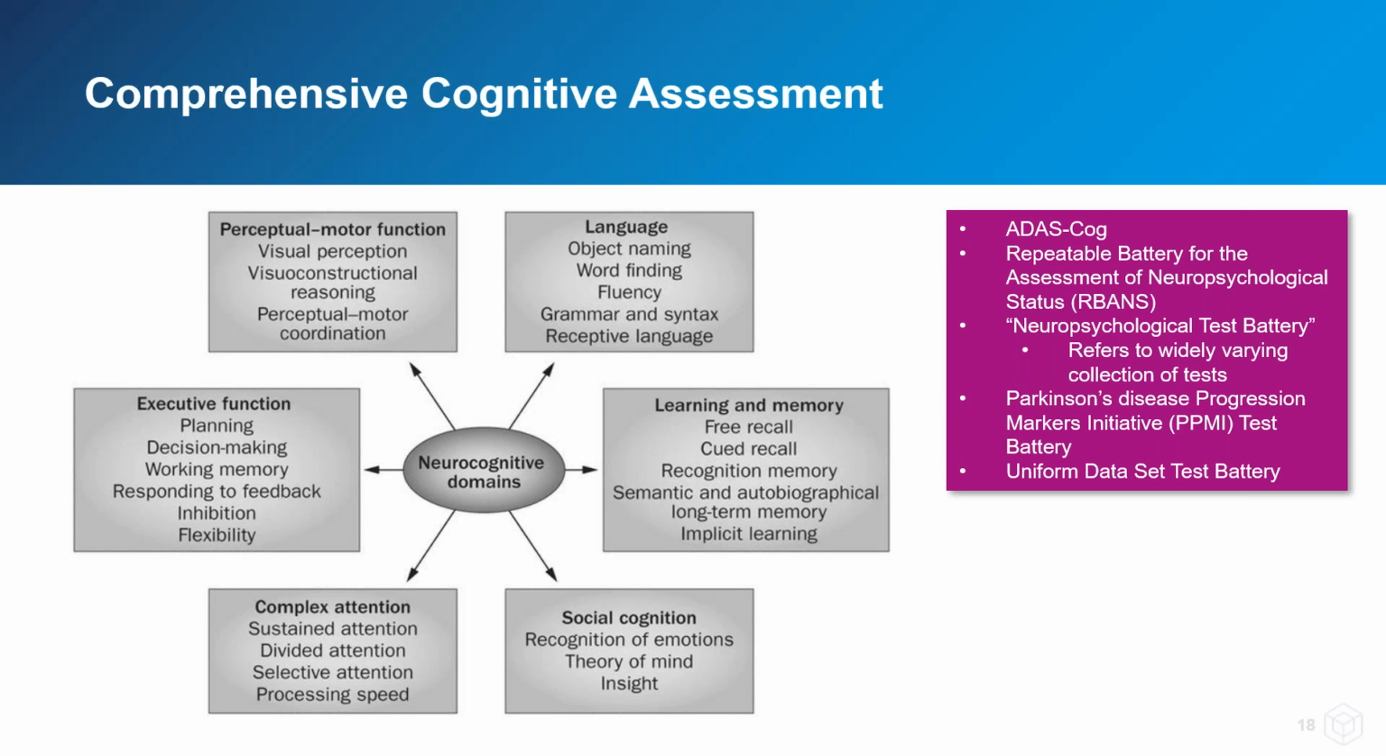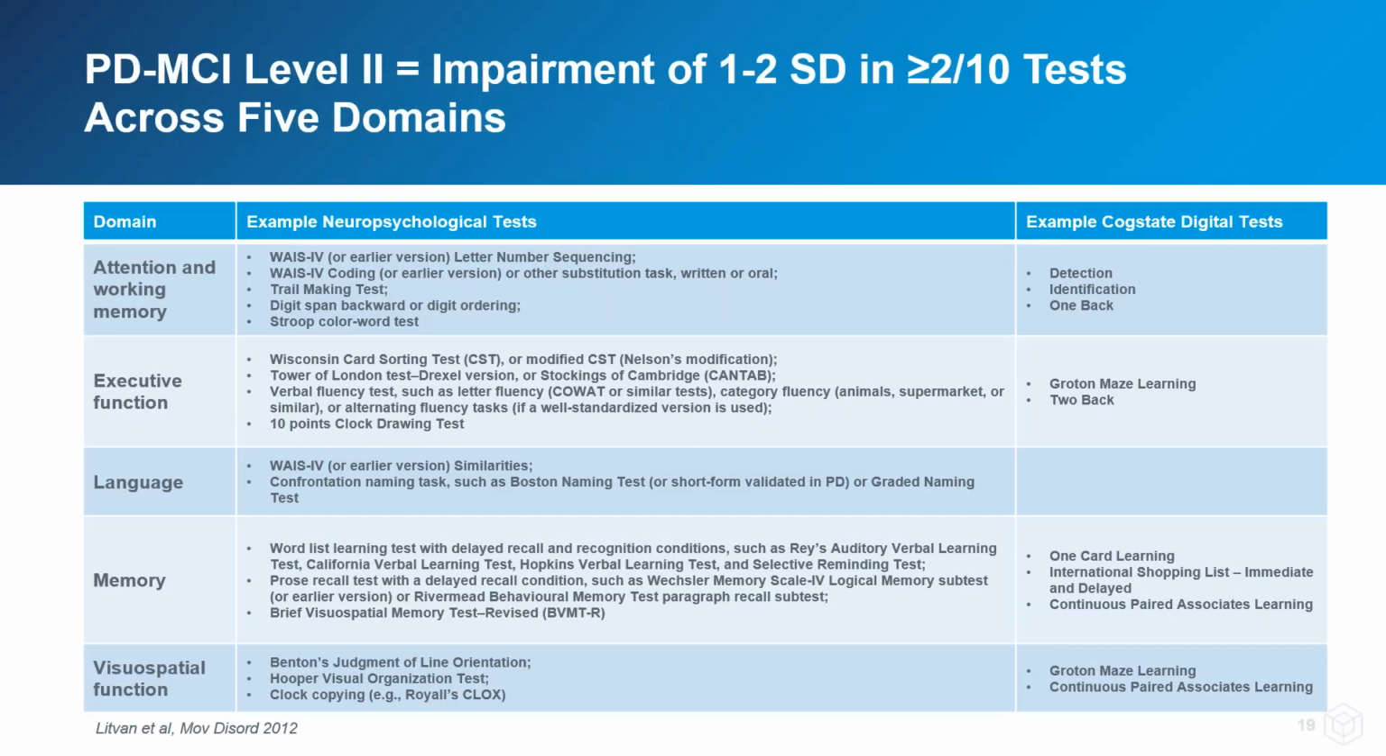There are others, though, available and worth considering. If we go to the next slide, things can get particularly challenging in studies, for example, that require more complex or more distinct cognitive measurement, and in this case, studies of PD-MCI. If you're familiar with this area, the diagnostic criteria require measurement of five domains or constructs: attention, working memory, executive function, language, learning and memory, and visual spatial functions.